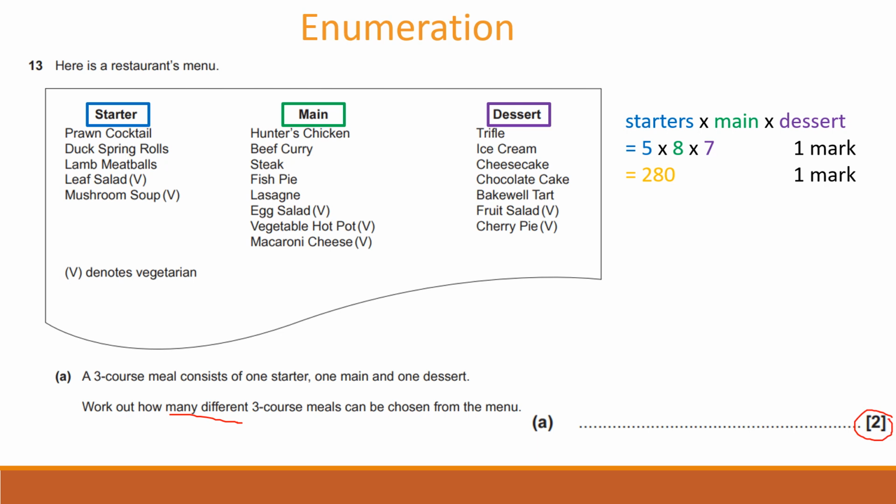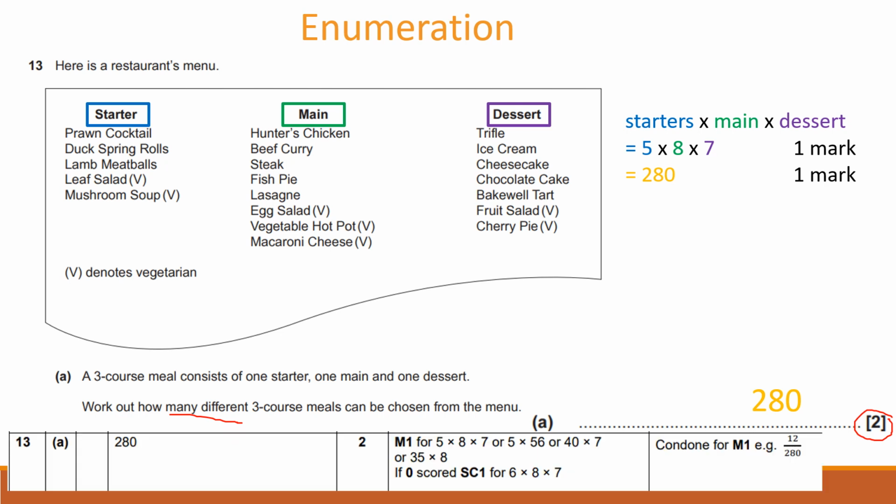That gives me all the possible combinations of starter, main and dessert in any order. Make sure you write your answer on the line given in the exam. The mark scheme gives you 2 marks. There's one here. It says the answer here is clearly 280. 2 here means this is the marks awarded for the question.